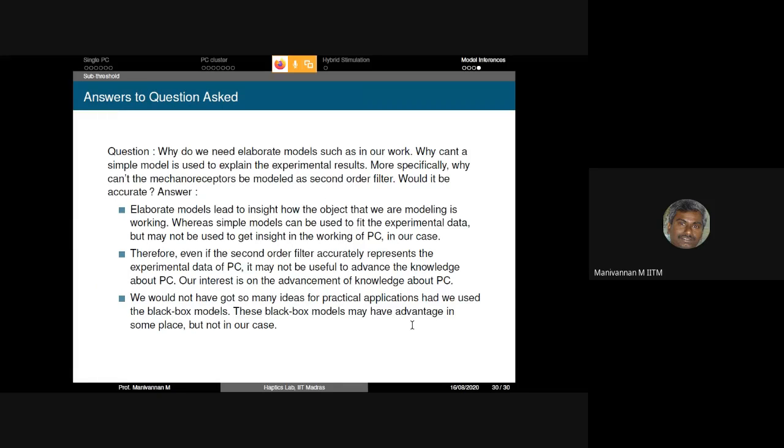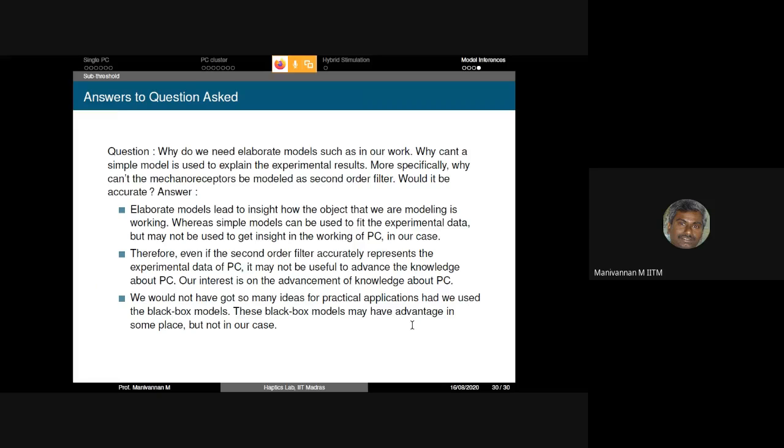One of the questions from the audience is this. Let me try to explain it. The question is: why do we need elaborate models such as in our work? Why can't a simple model be used to explain the experimental results? More specifically, why can't the mechanoreceptors be modeled as a second order filter? Would it be accurate? That's the question. The answer is yes, it can be accurate, but it will not serve the purpose.